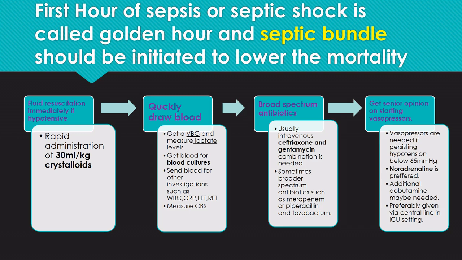Get a senior opinion on starting vasopressors. Vasopressors are needed if there is persisting hypotension below 65. Noradrenaline is preferred. Additional dobutamine may be needed. Preferably give via a central line in an ICU setting.